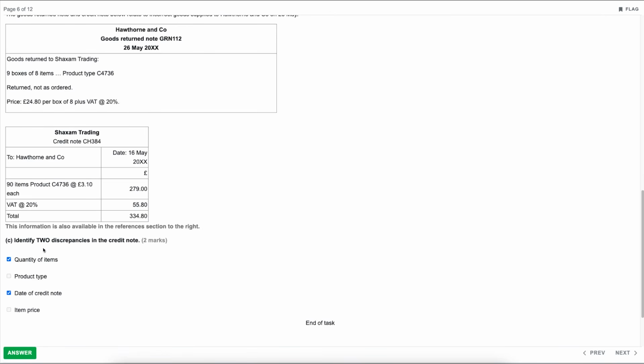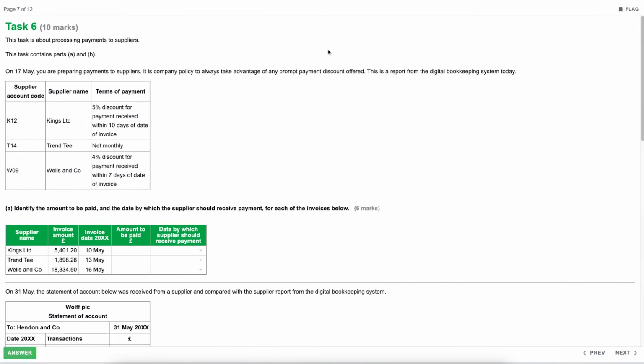We can now move on to task 6. So task 6 is worth 10 marks and is about processing payments to suppliers. This task contains parts A and B. On the 17th of May, you are preparing payments to suppliers. It is company policy to always take advantage of any prompt payment discount offered.